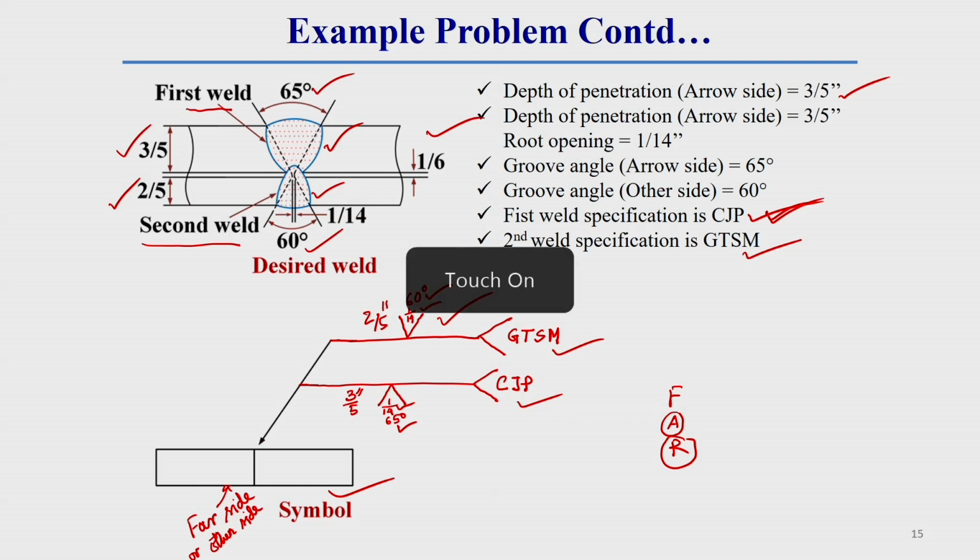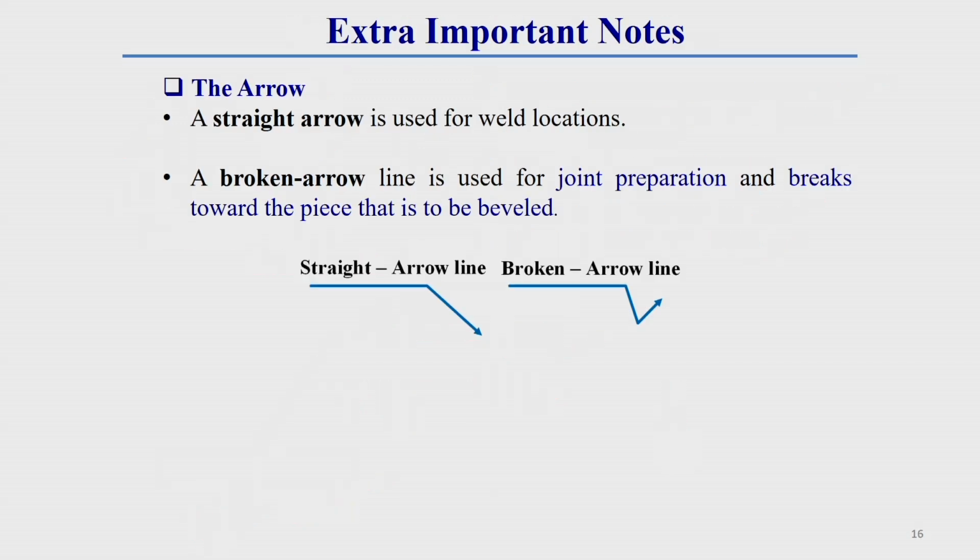Now, some other extra information we should know about the welding symbol. In the case of a weld symbol, we will see two different types of reference line generally used. One reference line is straight, and another reference line is broken. A straight arrow is generally used in the field of welding operation.